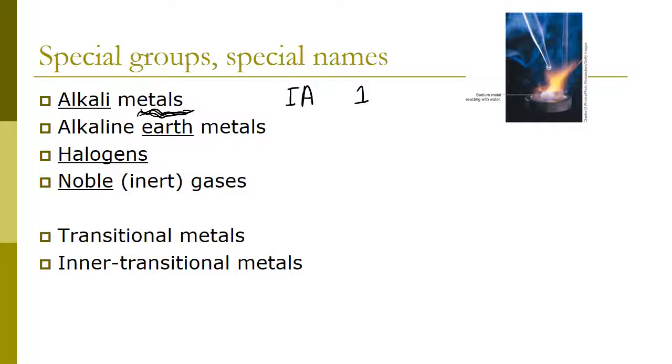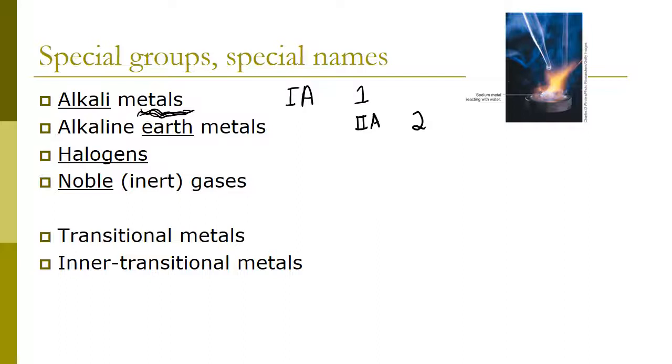Group 2A, or just group 2, those are your alkaline earth metals. So these are also all metals. They're all solids, but they're not quite as reactive as group 1As. So these would include beryllium, magnesium, calcium, barium, different elements like that. And we're going to deal a lot with the alkali metals and alkaline earth metals.